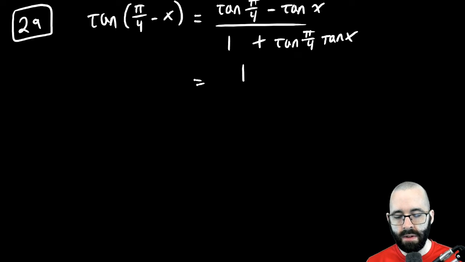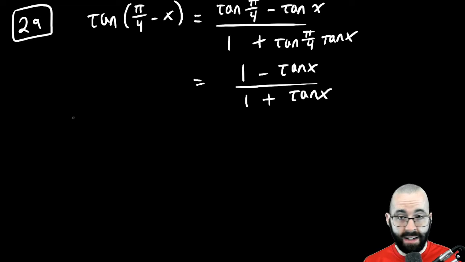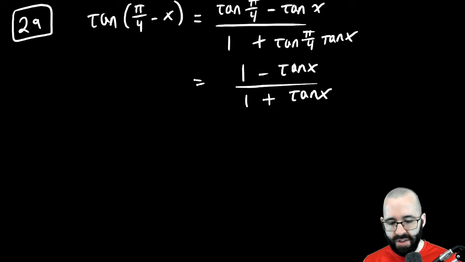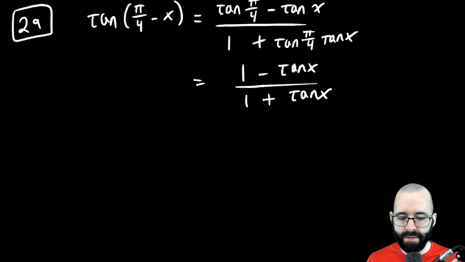What's the tangent of pi over 4? It's 1. This is 1 minus tan x divided by 1 plus tan x. And again, you cannot cancel these. You can only cancel things if they have a common factor. But the top is prime. The top cannot be factored at all. Even though they look really similar, there's no simplification to be done.